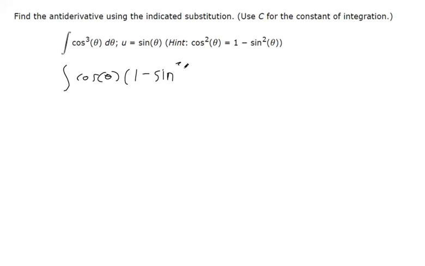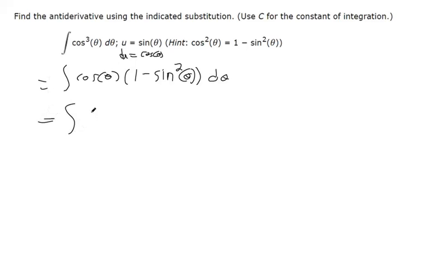Sine squared. There we go, sine squared d theta. Now we can make the u substitution because now we have our du that we need whenever we use u substitution. Derivative of sine is cosine. So now we have du. This is going to be our u.